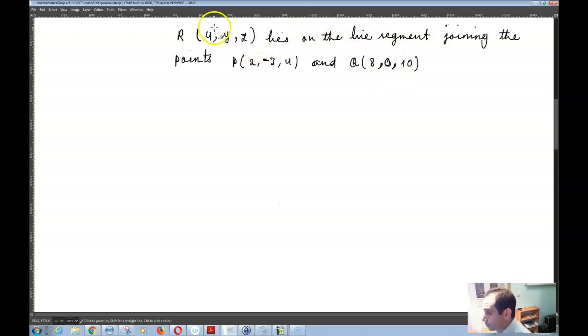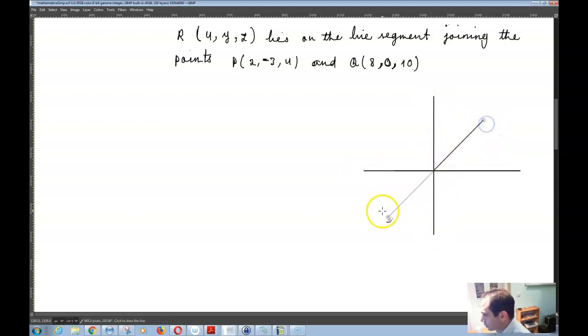Now I know that this point, let's say that we have this point over here, and this point P is (2, -3, 4). So it's somewhere over here, and 4. So that's 1, 2, 3, and 4.